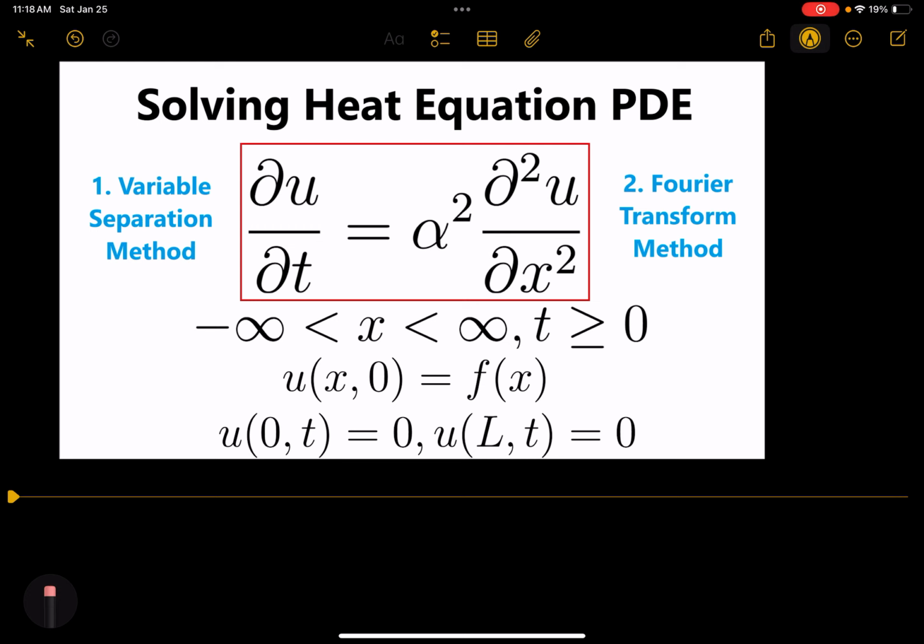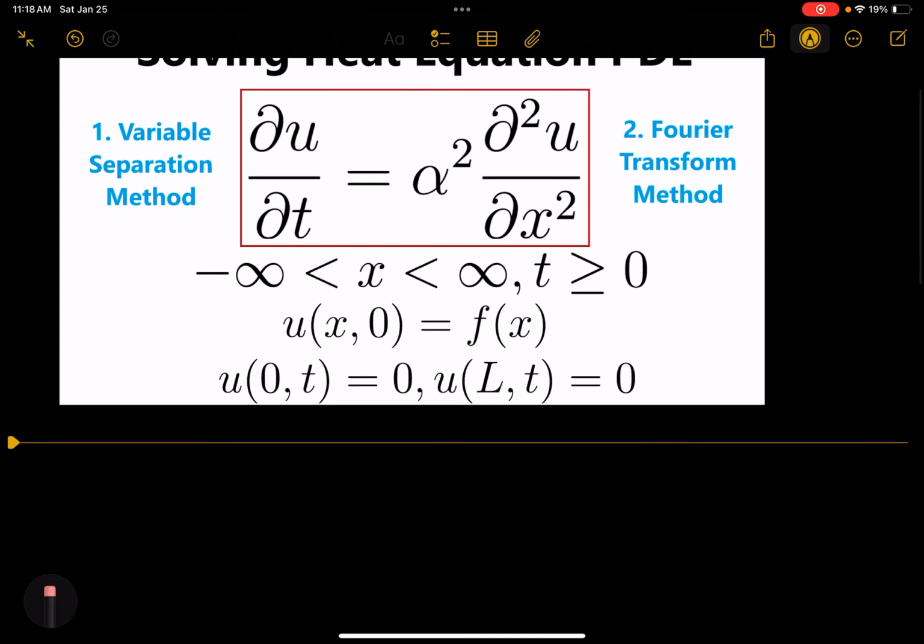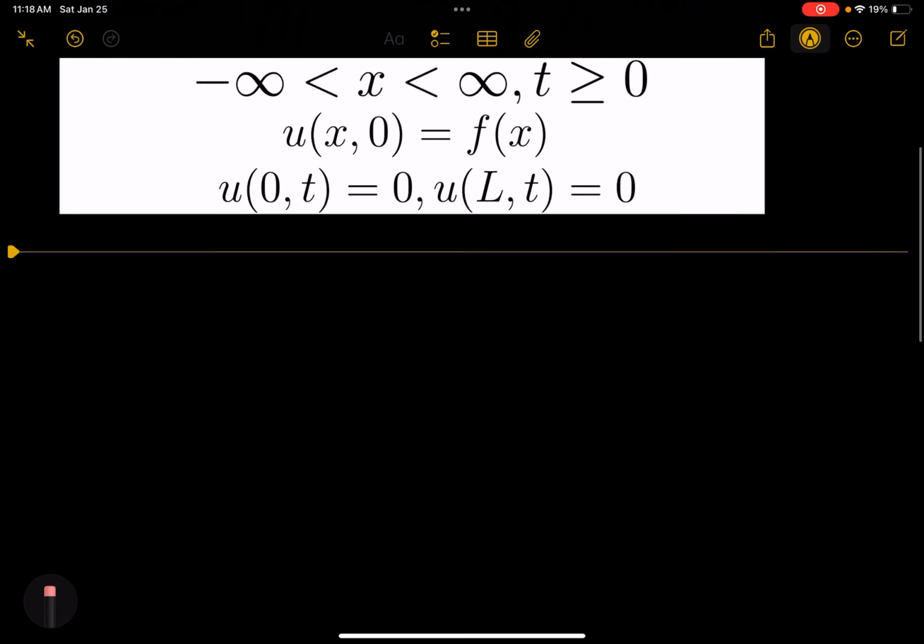And then also for the boundary condition, we are given that this u function at 0, t is 0 and at l, t is 0, and that will be helpful for us later on. So for now, let's go on solving this problem. Okay, now first of all, we will do it using the Fourier transform method because that's a little easier.